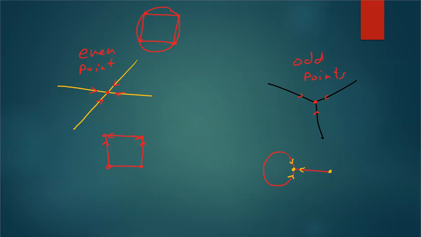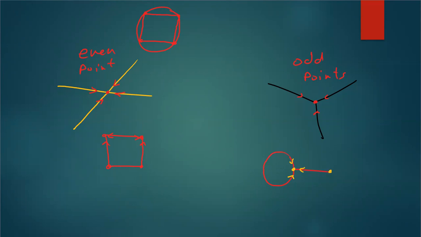For example, if you start from this point here, you go that way, okay, and then go there, oops, you are not allowed to go back. You are not allowed to go back. So we failed if we start with a point other than the odd point.